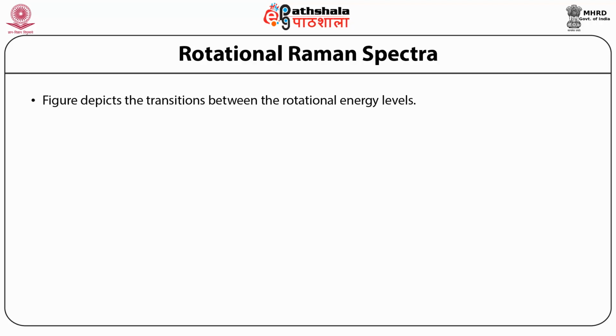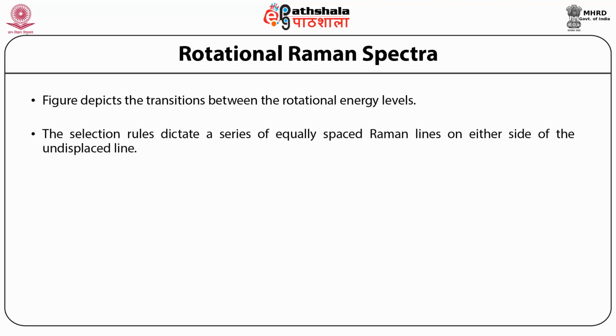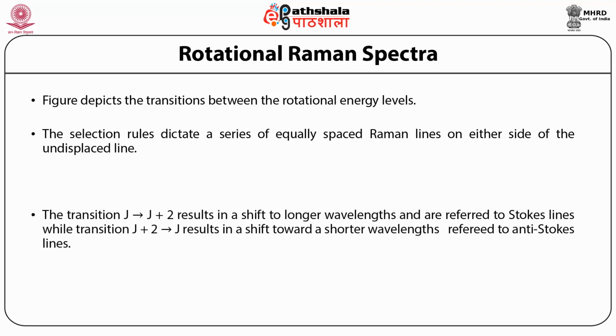The figure here depicts the transitions between rotational energy levels. The selection rules dictate a series of equally spaced Raman lines on either side of the undisplaced line. The two series of lines are called S branches and both have ΔJ = 2. The transition J to J+2 results in a shift to longer wavelengths and are referred to as Stokes lines, while transitions J+2 to J result in a shift towards shorter wavelengths referred to as anti-Stokes lines.